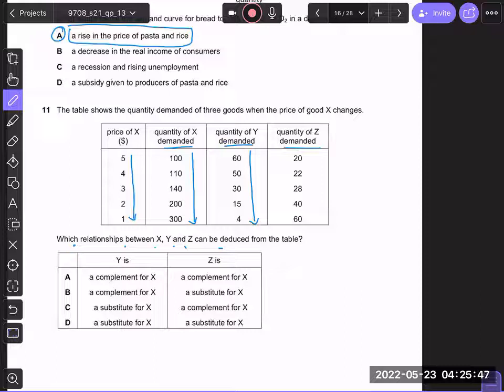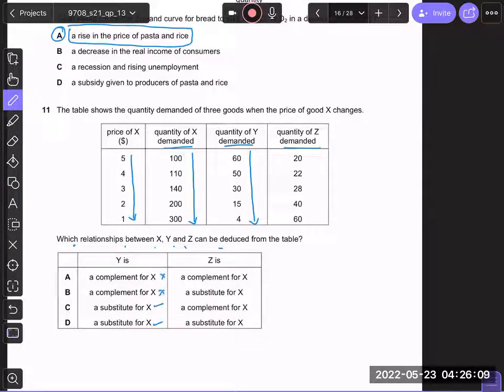No, my child, why would they be complements? Complements are when both quantities increase, like if the quantity demanded of cars is increasing, then the quantity demanded for petrol will increase. But here the quantity demanded of Y is falling because more and more consumers are switching to good X, which means Y is a substitute of X, not a complement.